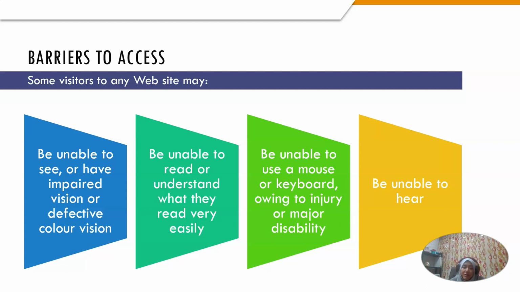Okay, and then some visitors may be unable to use a mouse or keyboard owing to injury or major disability, for example. Or some of this is actually the special need, depending on the user. So how can your website accommodate all the special needs? This is some of the things that we need to look at when designing the website.